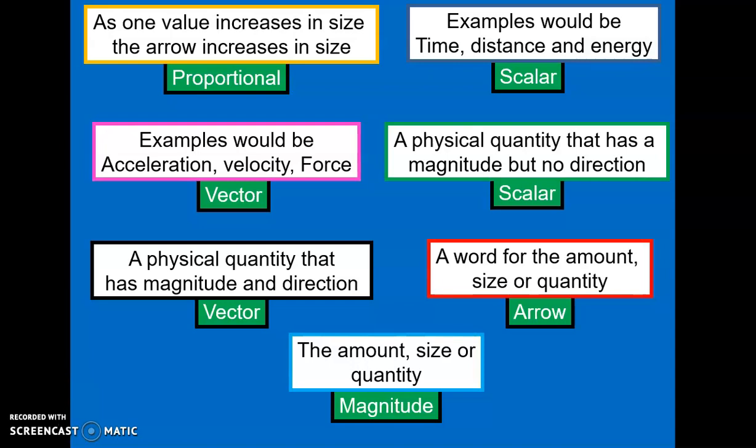The one in red should say the direction, what's used to represent a vector. So the one in the red is incorrect. The actual definition in white is incorrect. A physical quantity that has magnitude and direction is a vector. Therefore, examples of vectors would be acceleration, velocity, and force.